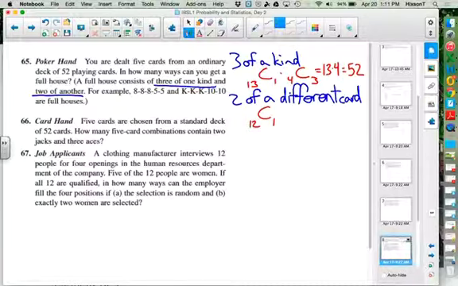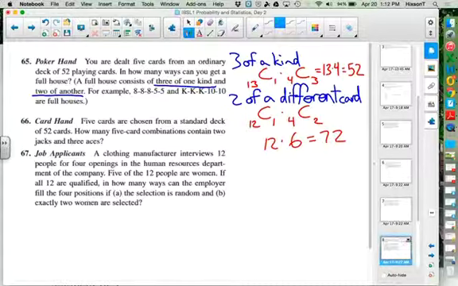Okay, so if we picked an 8 first, then we have 3 8s. We can pick ace through 7 or 9 through king. We can't pick the 8 again. So it's 12 choose 1, and now it's 4 choose 2, because we want 2 of a kind. So that's 12 times 4 choose 2, which is 6. Okay, so 12 times 6 is 72.